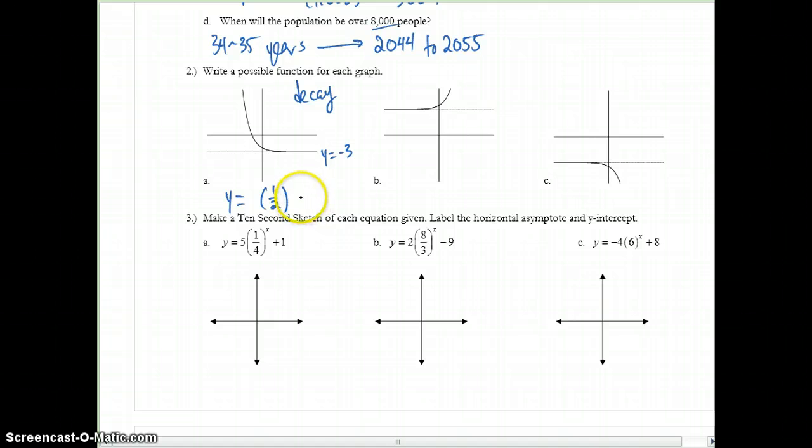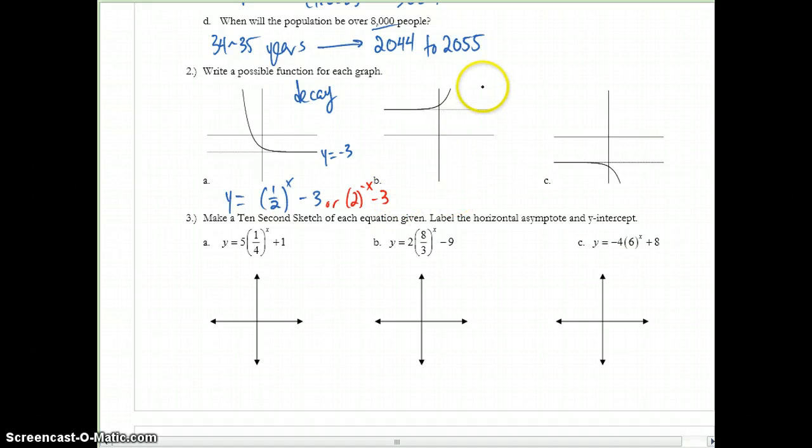And if it's shifting down 3, don't forget the exponent. If you want to put a 1 or a 2 in front, that's fine. If you put a 3 in front, then the y-intercept would be 0, and that would not be okay. You could also write this equation with a negative exponent, maybe 2 to the negative x minus 3.